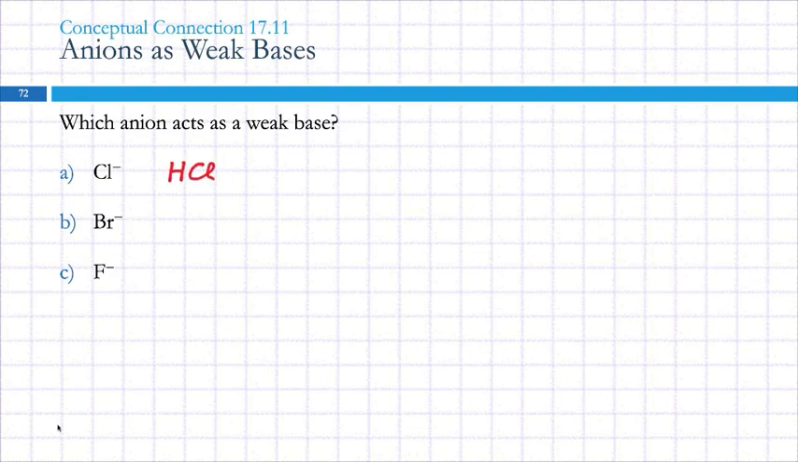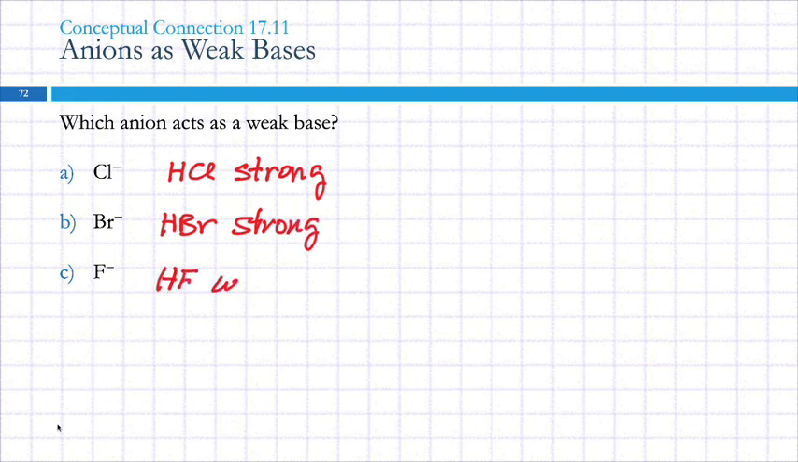HCl is a strong acid. HBr is a strong acid. HF is a weak acid. Strong acids ionize completely. So chloride is not attractive to the hydrogen ion to remake hydrogen chloride in the solution. So it's not going to act as a base because there's no equilibrium. This just goes one way.